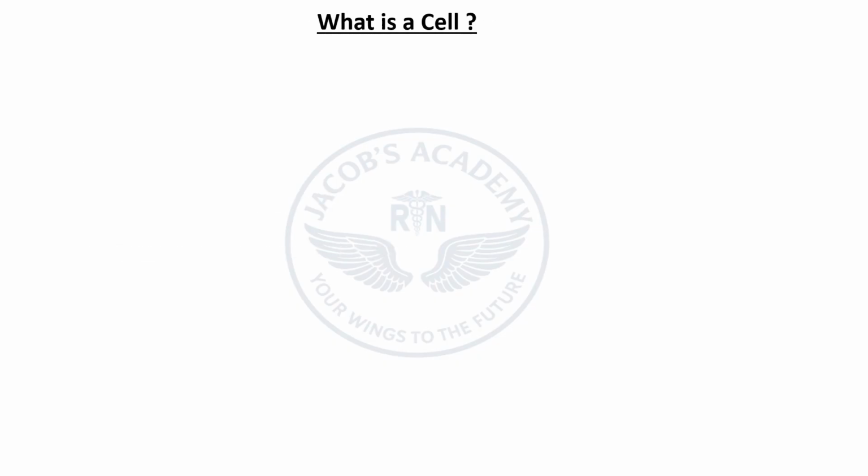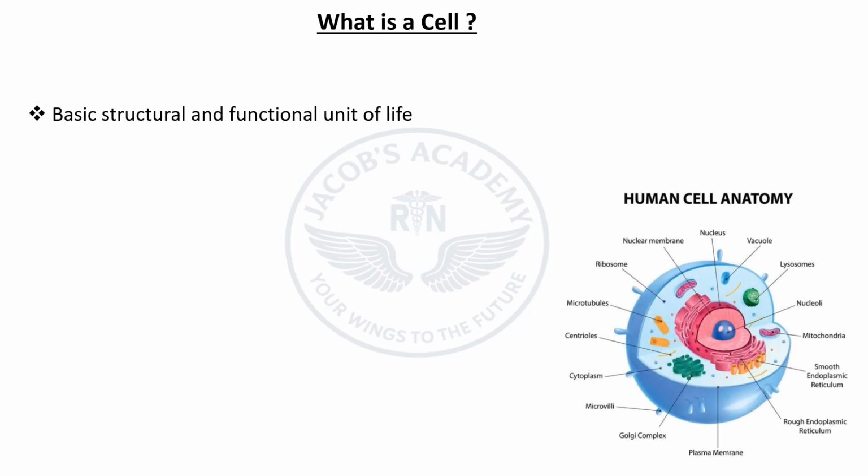So next, coming to the topic, what is a cell? A cell is the basic structural and functional unit of life that we know, and it is the smallest part of the body that can perform all vital life activities such as growth, energy production, reproduction, and response to the environment. All living organisms, including humans, are made up of cells. So here we can see point by point.